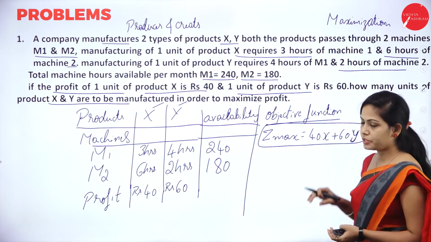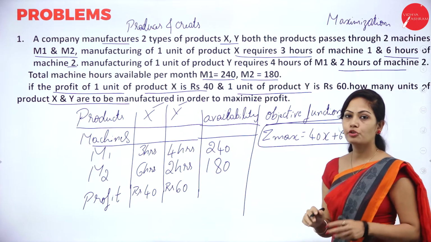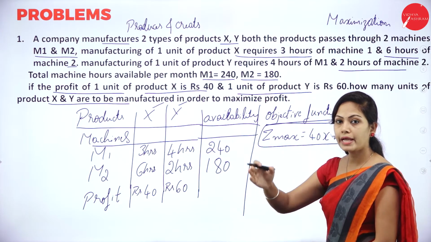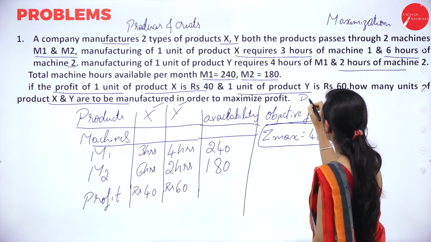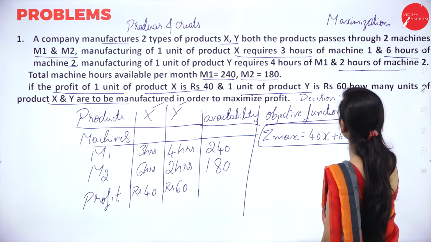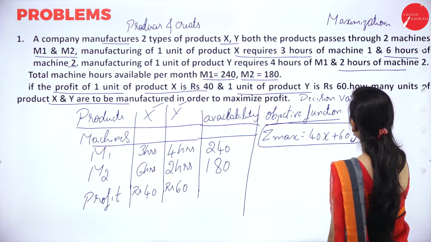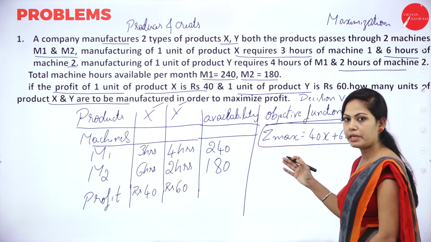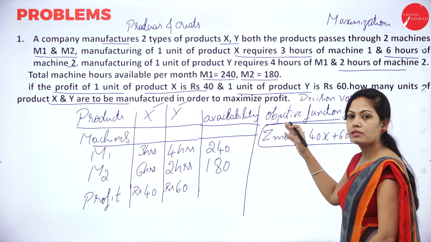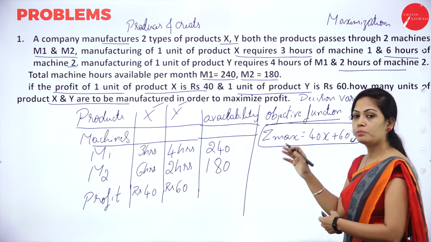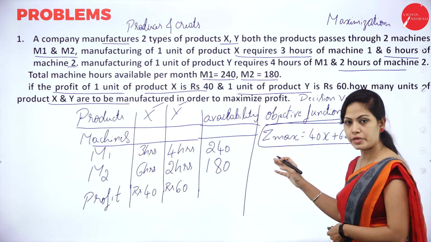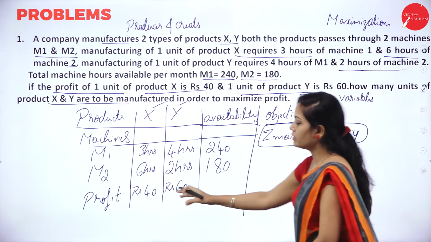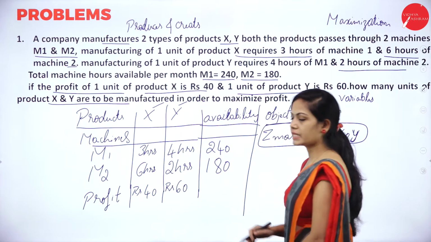So the first step is to write the decision variables, X1 or X2, X or Y, and the second step is the objective function. It can be Z max or minimization. Objective function means you have to maximize the profit. It can be maximization or minimization. Here I have written the objective function, profit is equal to 40X plus 60Y.